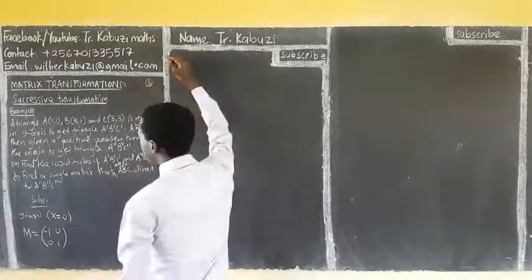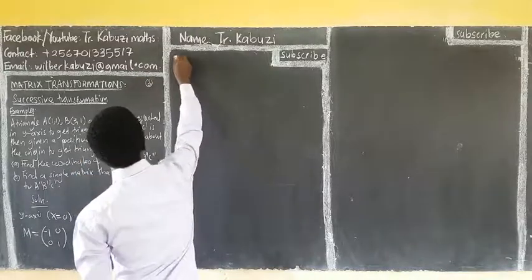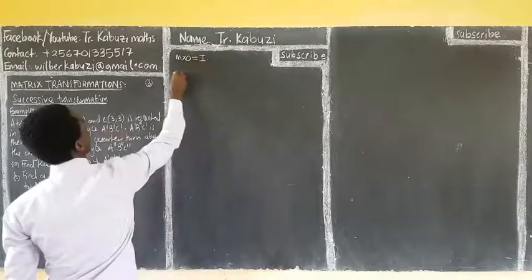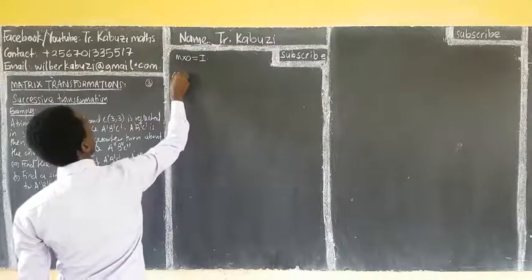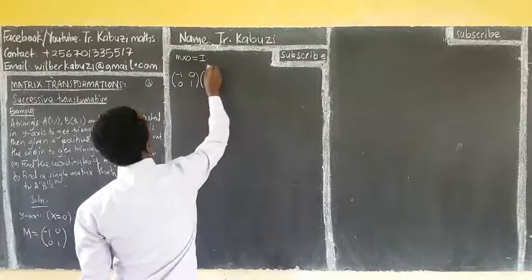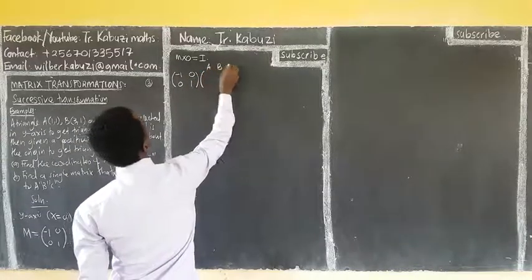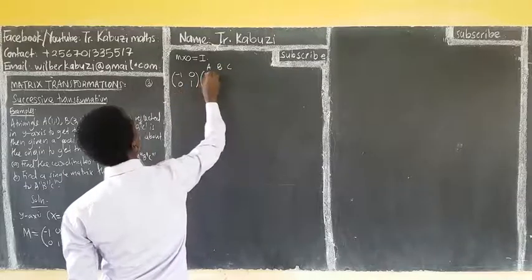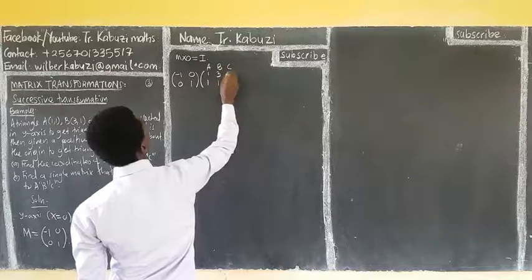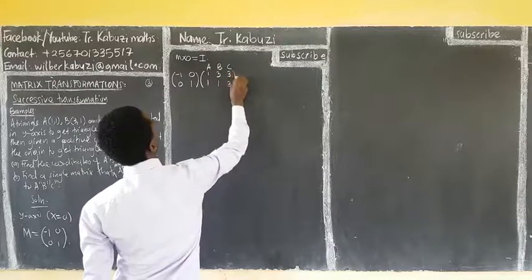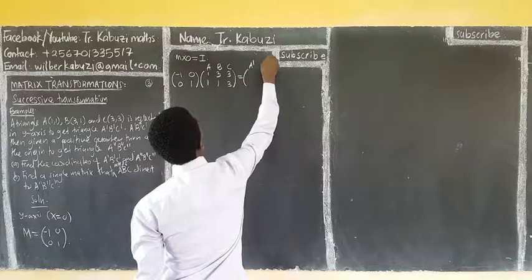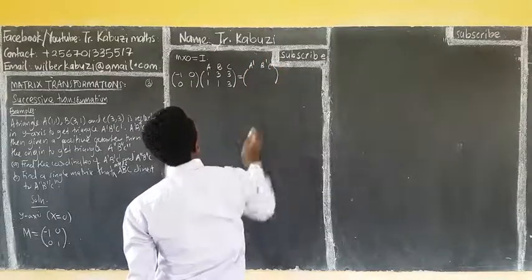So now, to get A prime, I'm going to get M times O. I should get the image. So my matrix here is negative 1, 0, 0, 1. I'm multiplying it with the object, which is A, B, C. So my A is 1, 1, my B is 3, 1, then my C is 3, 3. When I do this, I'll get A prime, B prime, then C prime.